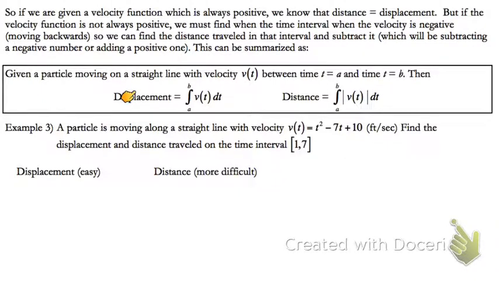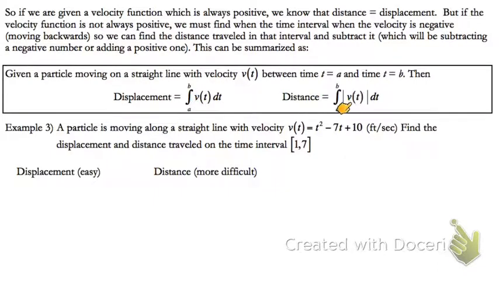So these two equations, make sure you write down. It says, given a particle moving on a straight line with a velocity function between time equals a and b, displacement would just be the integral of the velocity. So to figure out how far you are from where you started, if you just integrate the velocity, that would add together all of the area under the curves. So no matter positive or negative, they would just start canceling each other out, and we would have the displacement.